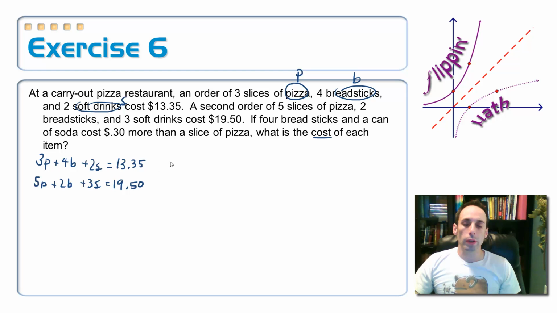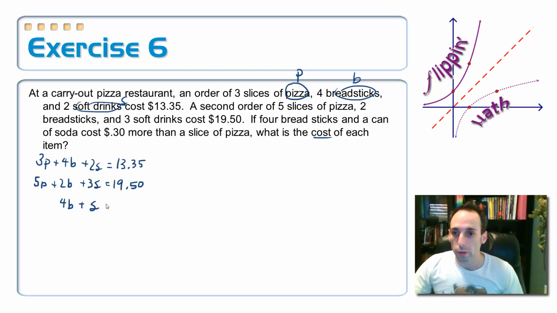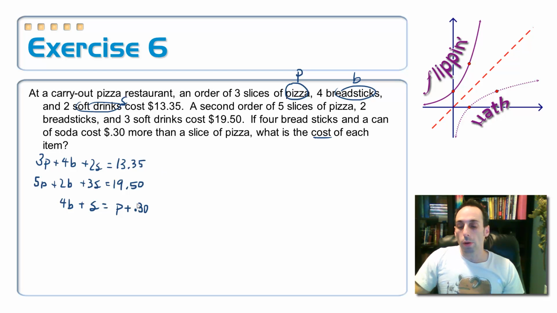And finally, we have our last equation. If 4 breadsticks and a can of soda, so it's 4 breadsticks plus 1 can of soda, is equal to, or it costs 30 cents more than a slice of pizza. So if I'm going to write that, I need a slice of pizza, which is P, plus 30 cents more. So plus 0.30. I don't need to write the 0, but I will. Anyway, so there's my 3 equations.